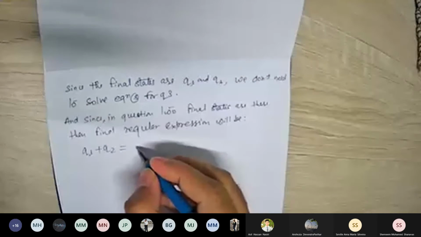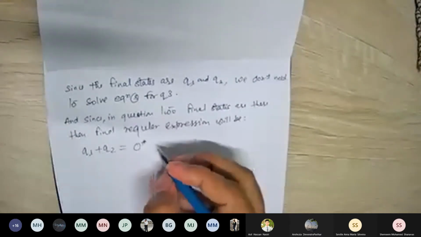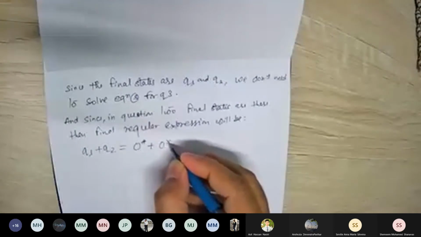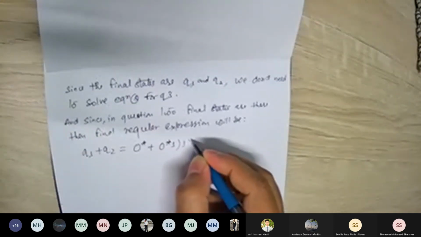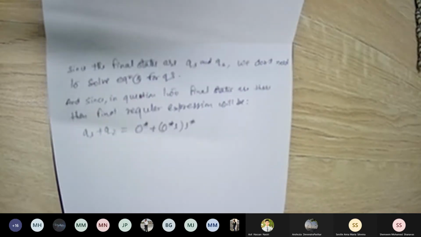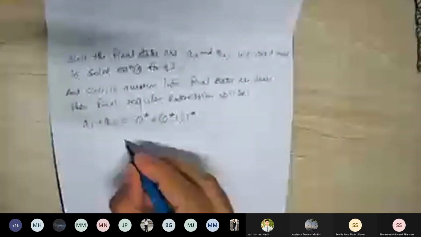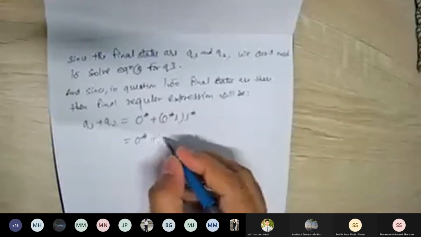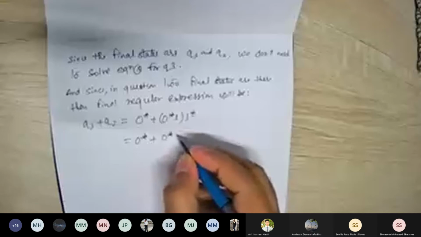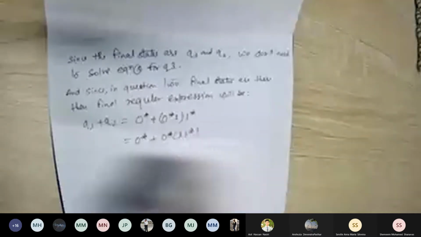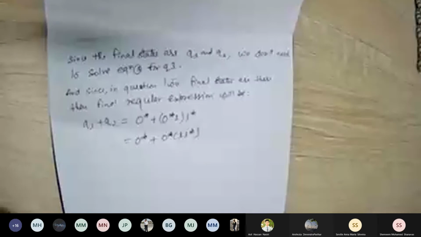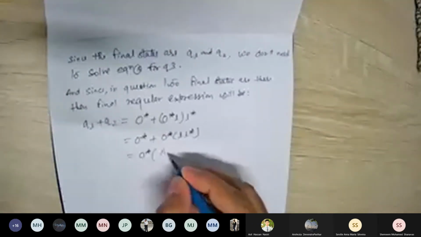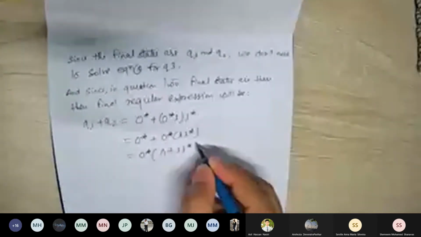So what is the value of Q1? 0 star. And the value of Q2 was 0 star 1 1 star. Isn't it? So it will be equal to 0 star plus 0 star 1 1 star. Can you write this? Take 0 star as common. So what will you get? Null plus 1 1 star.